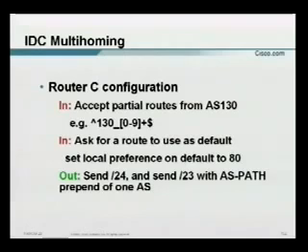Router C configuration: we accept partial routes from 130, so as we've done before, anything originated by 130 and anything from the neighbors. Inbound, we ask them to send a route we can use as a default, and we set local preference to 80 on that, so it becomes the backup. Outbound, we send our /24, which is what we got from them, and we send the /23 with an AS path prepend of 1. Okay?